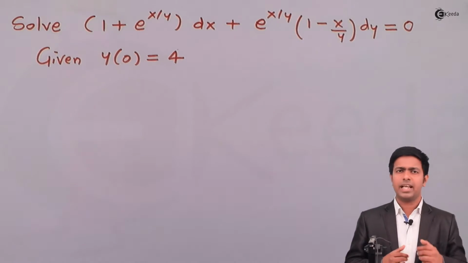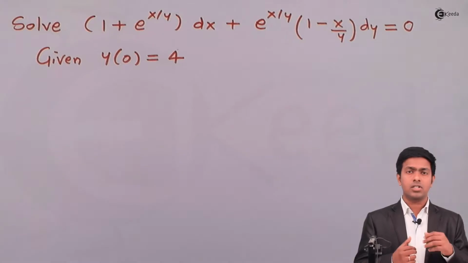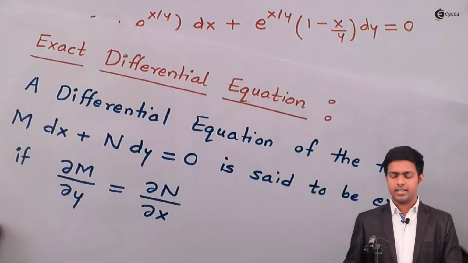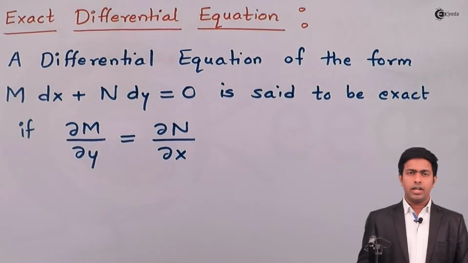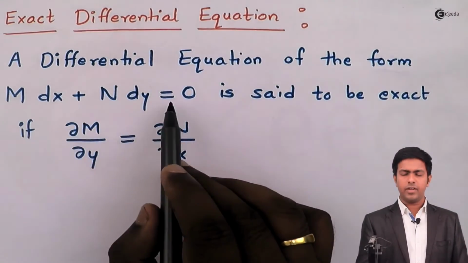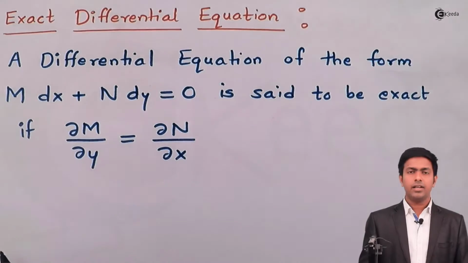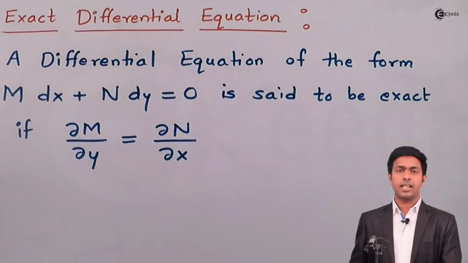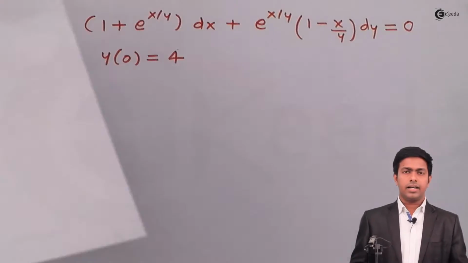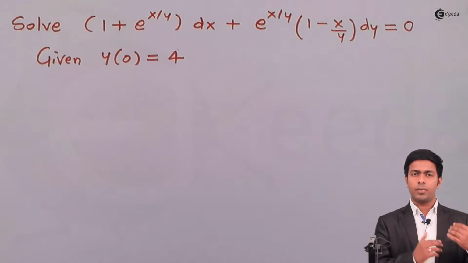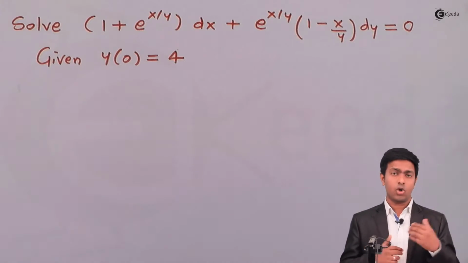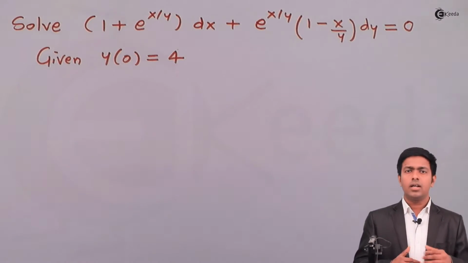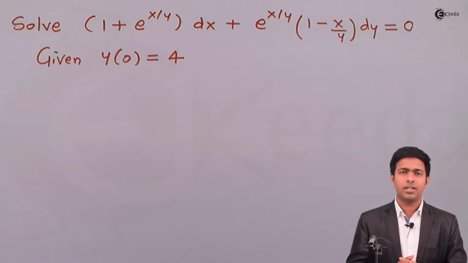Now to solve by exact differential equation, we must check the condition of exact differential equation. So the condition is like this: any equation in the form M dx plus N dy equal to 0 is said to be exact if ∂M/∂y is equal to ∂N/∂x. So guys, it means I have to check that it is satisfying the condition of ∂M/∂y equal to ∂N/∂x or not. If it is satisfying, I'll say it is exact. If it is not, then I have to check by some other method.